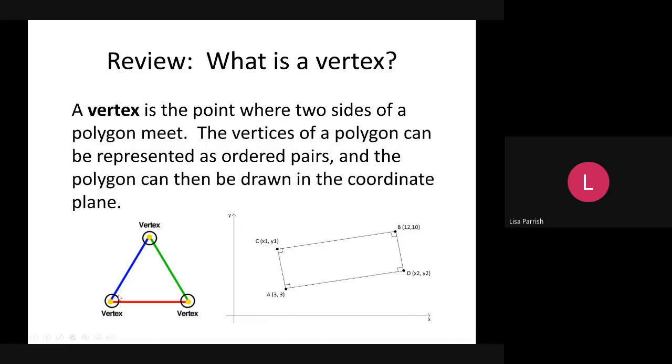As you can see, a triangle has 3 points, and that's also the same number of sides that it has. A rectangle has 4 vertices or points, and that's also how many sides it has. So the plural for vertex is vertices, if you heard me use that word.